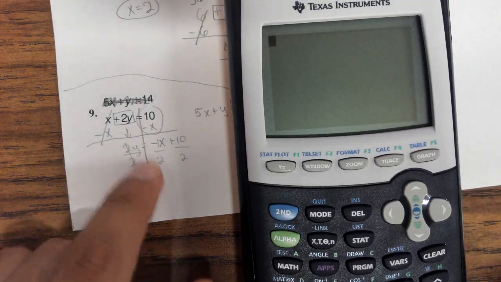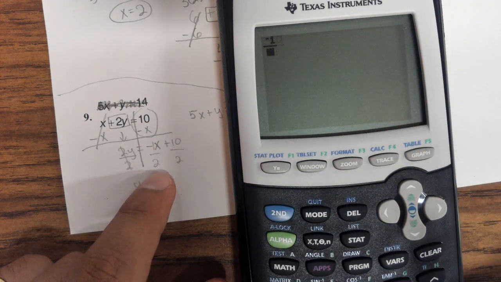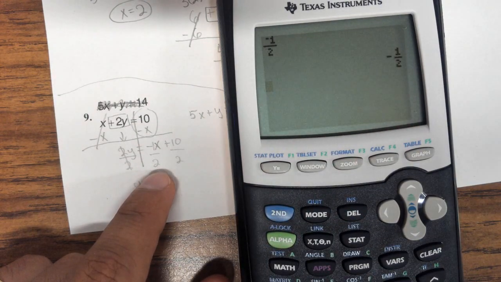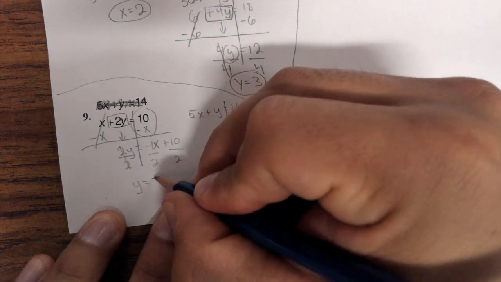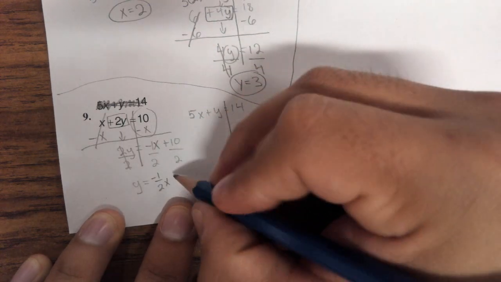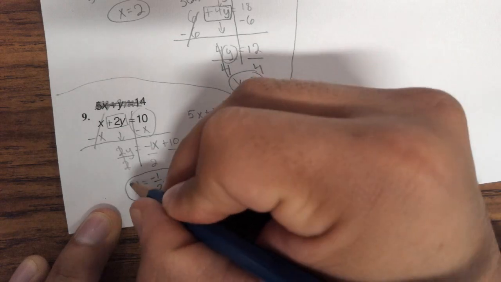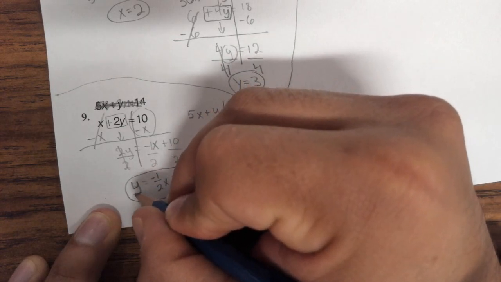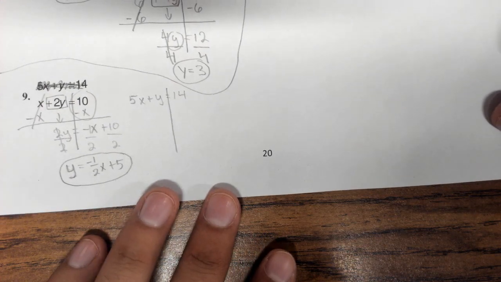On your calculator, you can always do alpha y equals with the numbers. Remember that you can't do the letters, so we have negative 1 over 2 gives me negative 1/2. So negative 1x divided by 2 is going to give me negative 1/2 x. And then 10 divided by 2, half of 10 is 5. Okay, so that's my equation. Y equals negative 1/2 x plus 5.